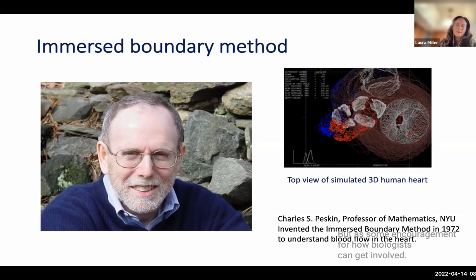But as some encouragement for how biologists can get involved, Peskin actually has his PhD in physiology. He started an MD-PhD in New York City and was an engineer as an undergrad and was interested in creating mathematical models of things that he was learning about in medical school. He ended up dropping the MD and just doing the PhD and making his way down to the Courant Institute to learn how to come up with numerical methods for these types of problems.